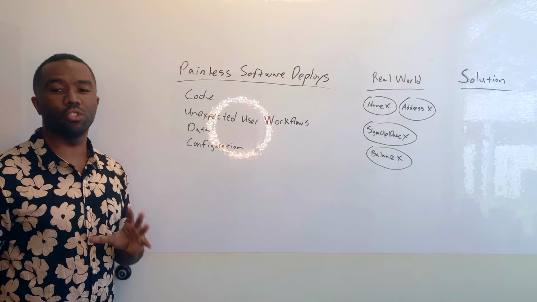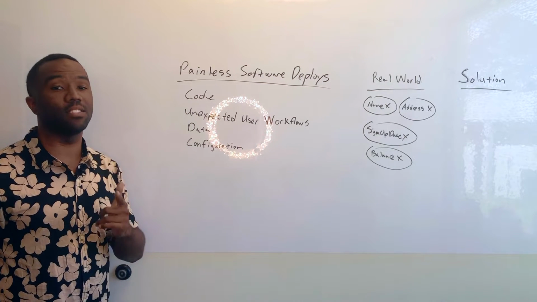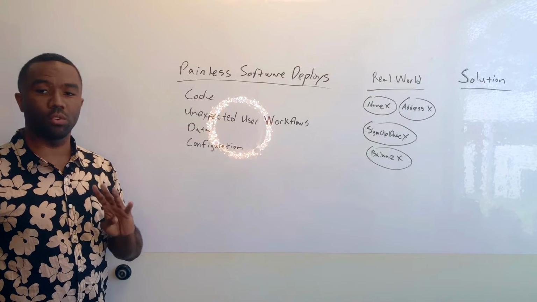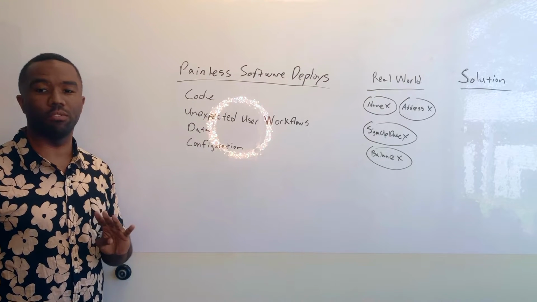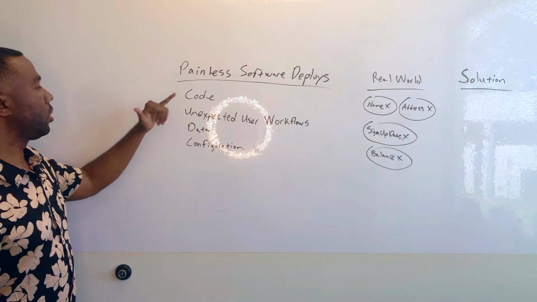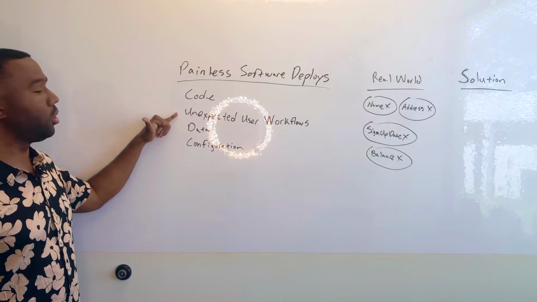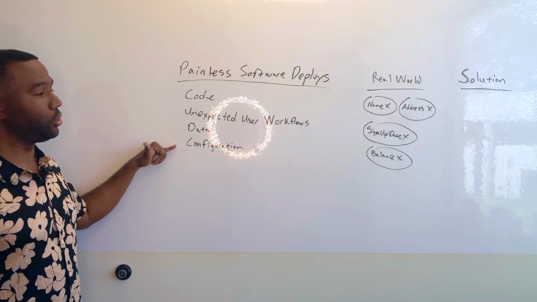If deploying new versions of your software gives you anxiety, this is the video for you. There are 4 sources of risk when it comes to deploying new software versions. Those things are code, unexpected user workflows, data, and configuration.